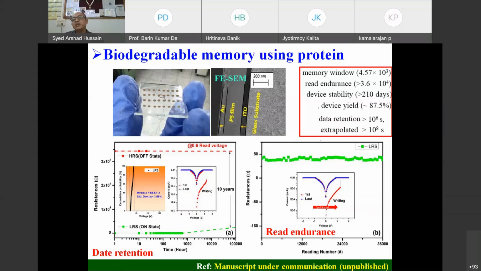But maybe it will have more stability if one goes on studying. But in the lab it's difficult, so we stopped characterizing beyond 210 days.